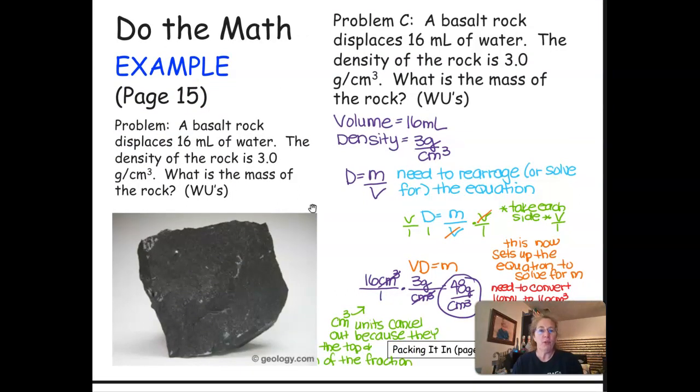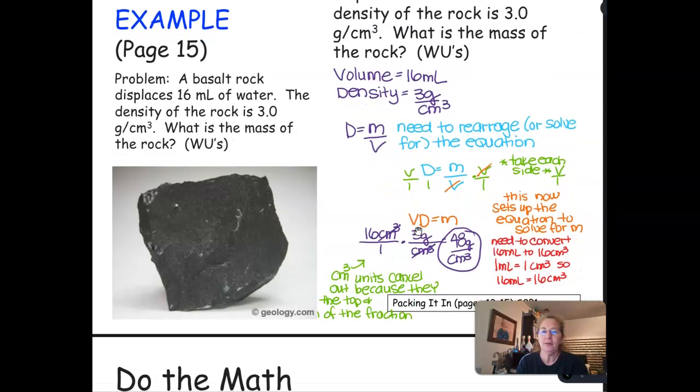So when you derive the formula, you use algebra. And so here I have density equals mass divided by volume. I want to solve for m. So I multiply each side by the reciprocal of v, and that's going to move V over to the other side. It crosses out here, and it gets pulled over here. So then I get volume times density equals mass.